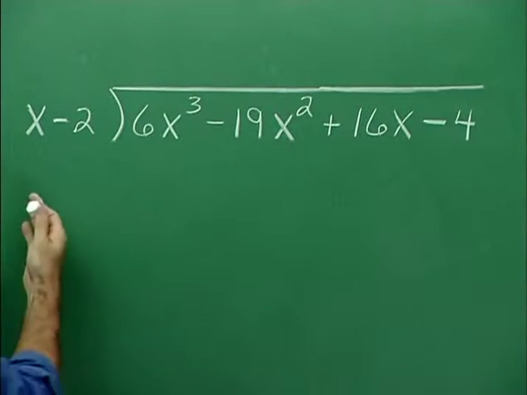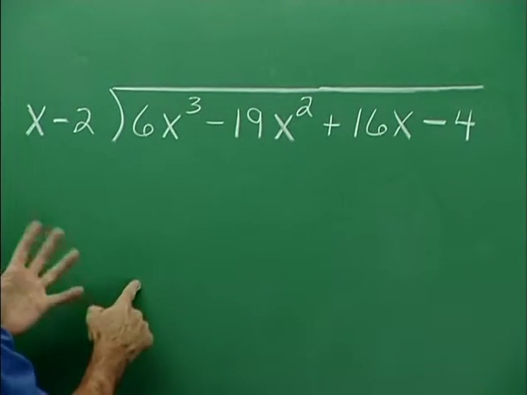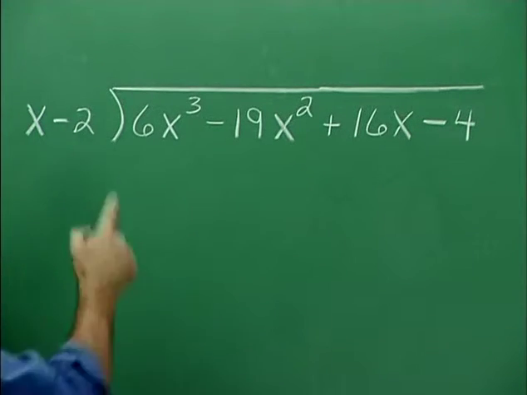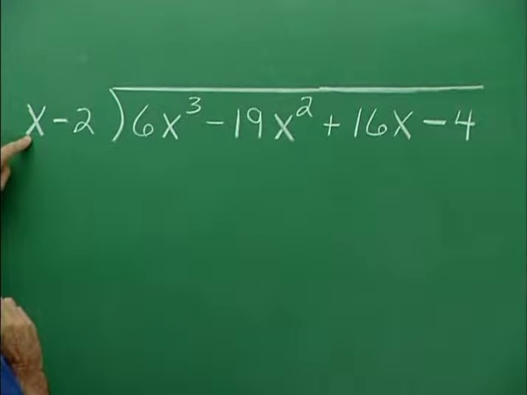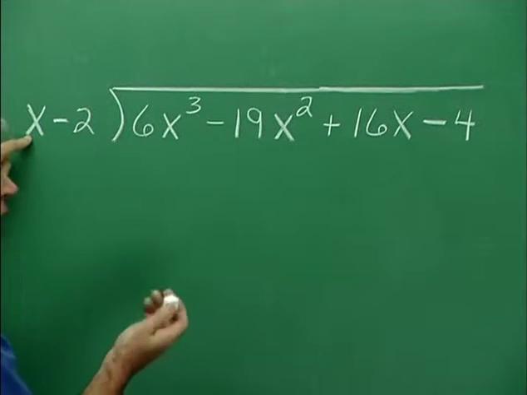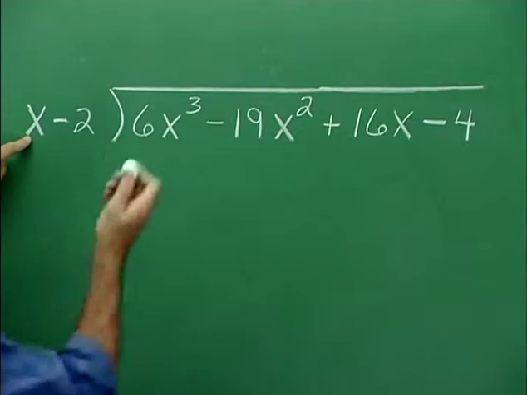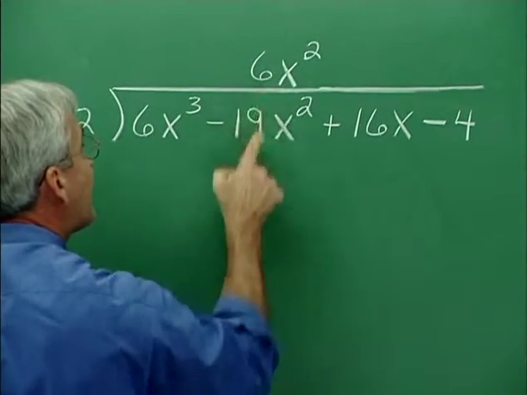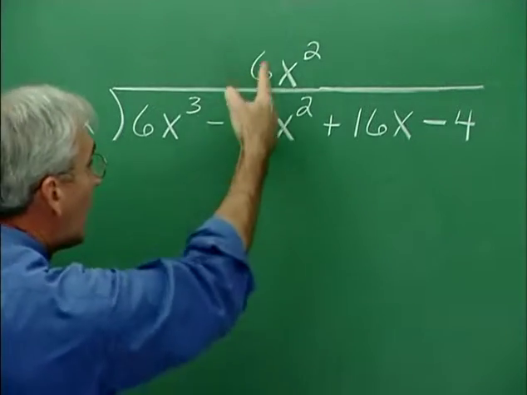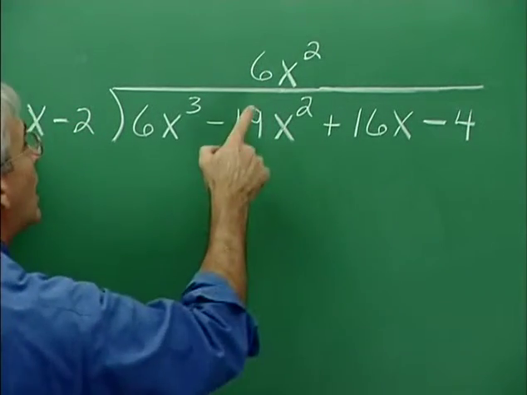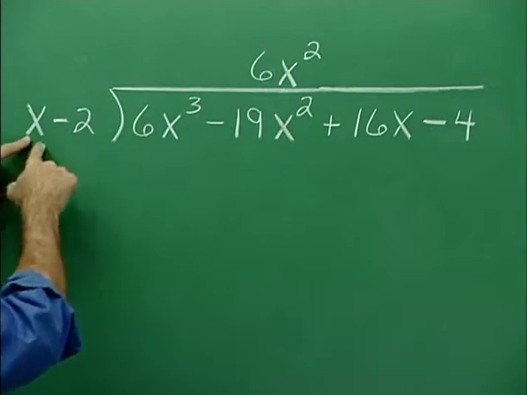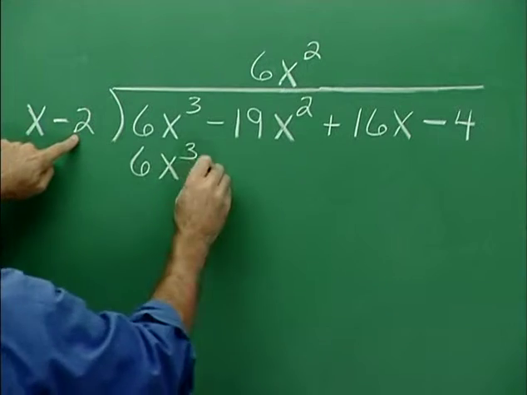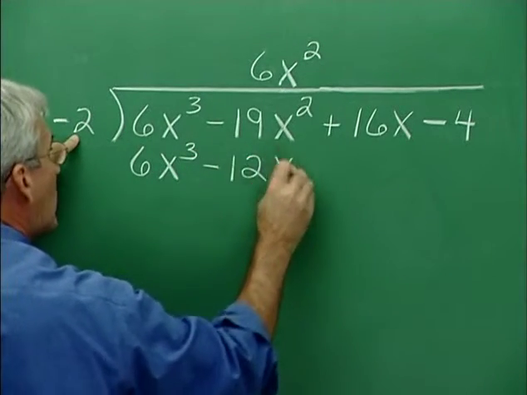Well, I can come out over here and write 6x cubed over x and see the cancellation and see how many times it goes. Or I can just imagine what times x is 6x cubed. Well, it would be 6x squared times x to give 6x cubed. Now, notice where I'm going to put the 6x squared. I'm putting it above a term of the same degree. So I want to line up terms of the same degree here in columns. All right, 6x squared times x is 6x cubed, and then 6x squared times minus 2 is minus 12x squared.